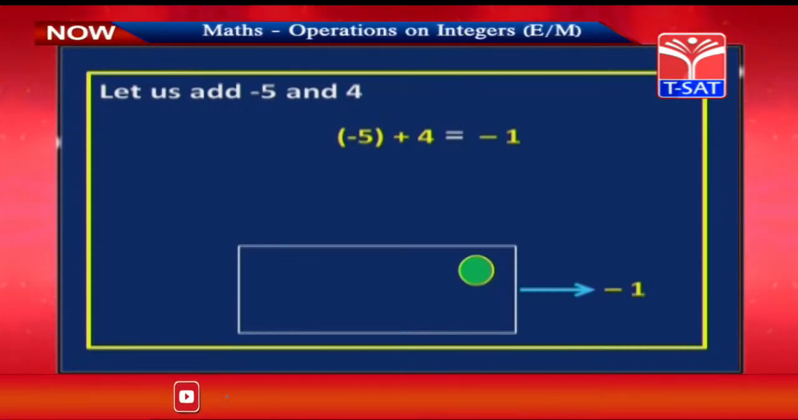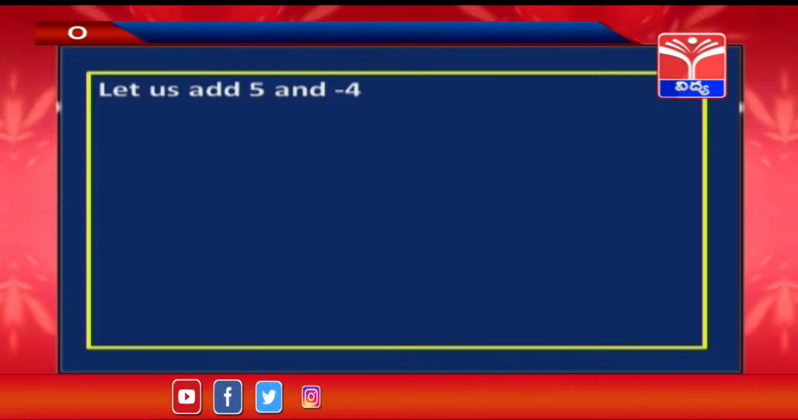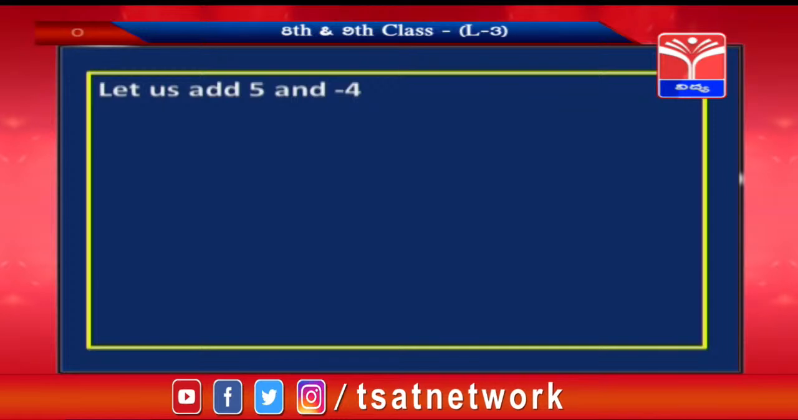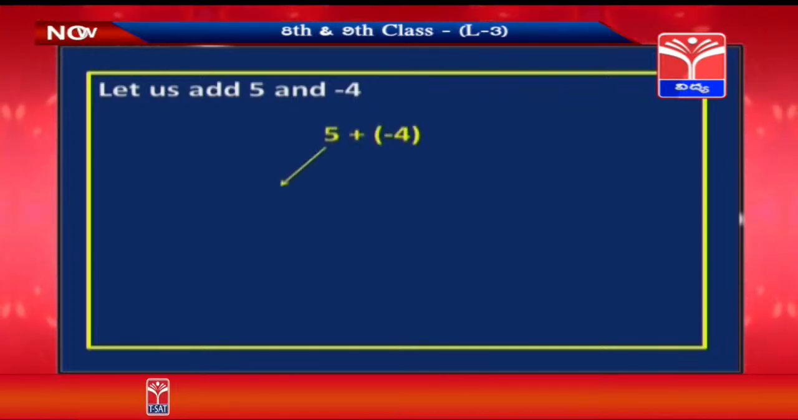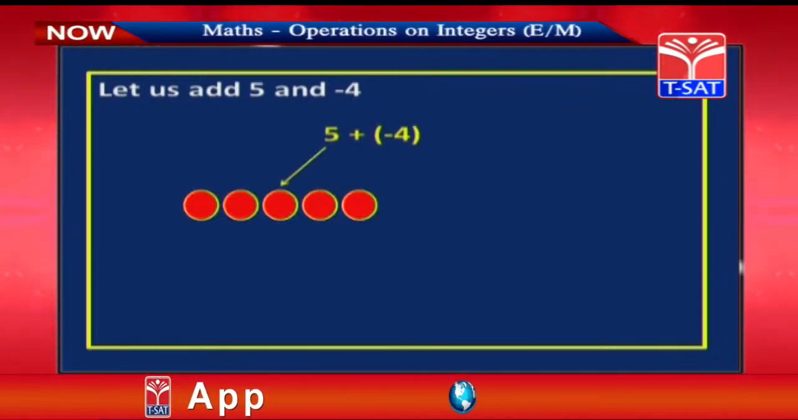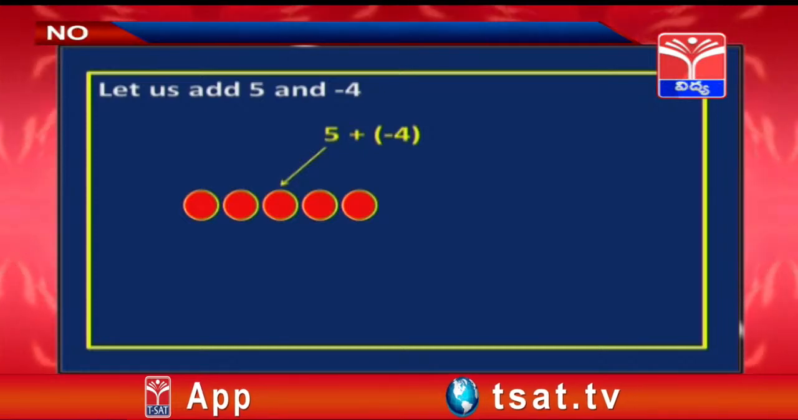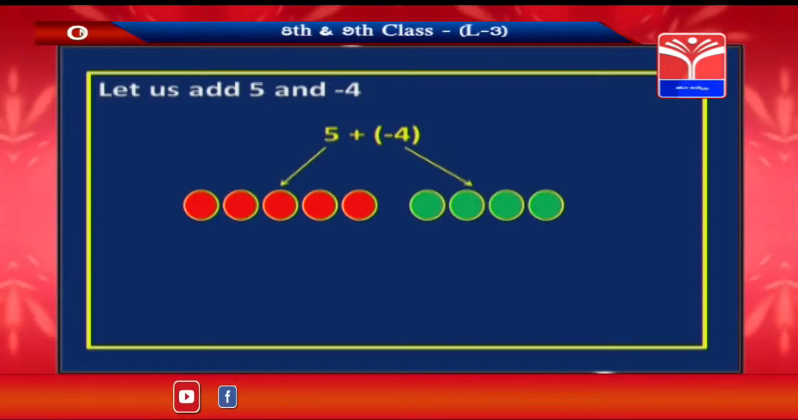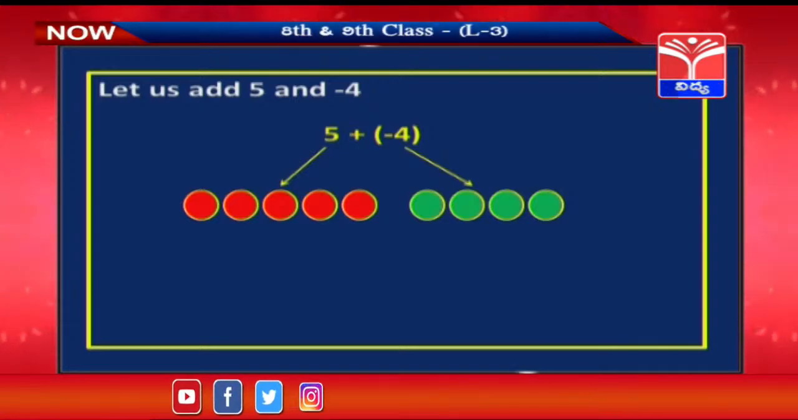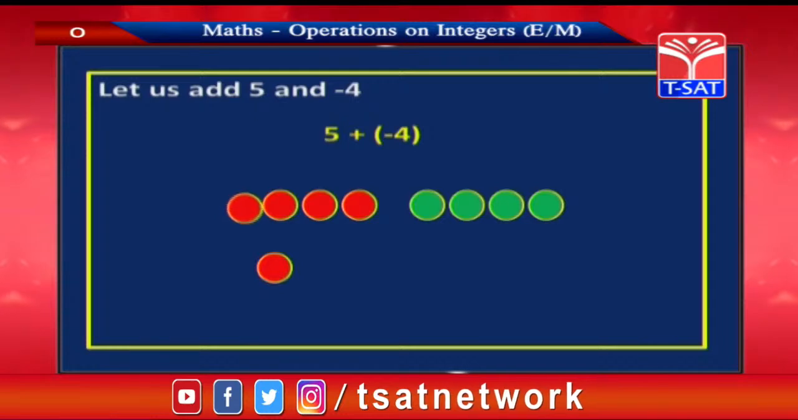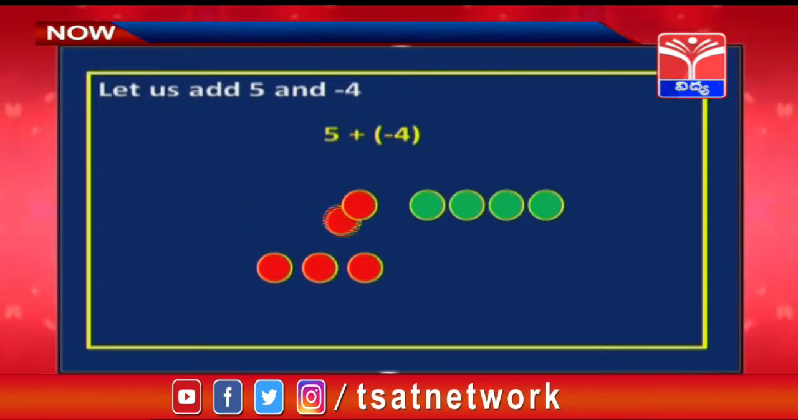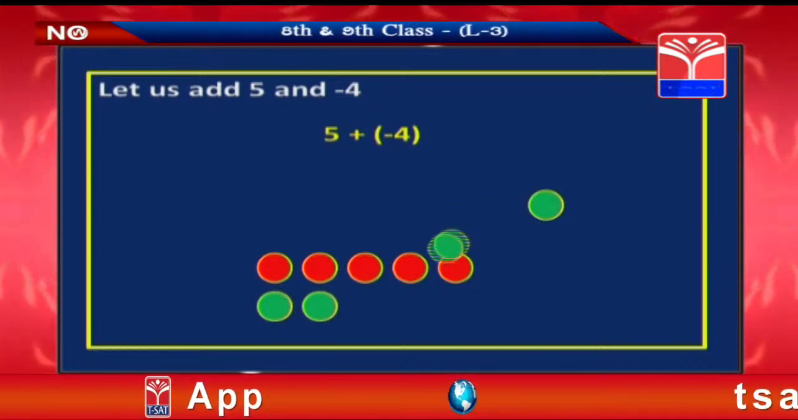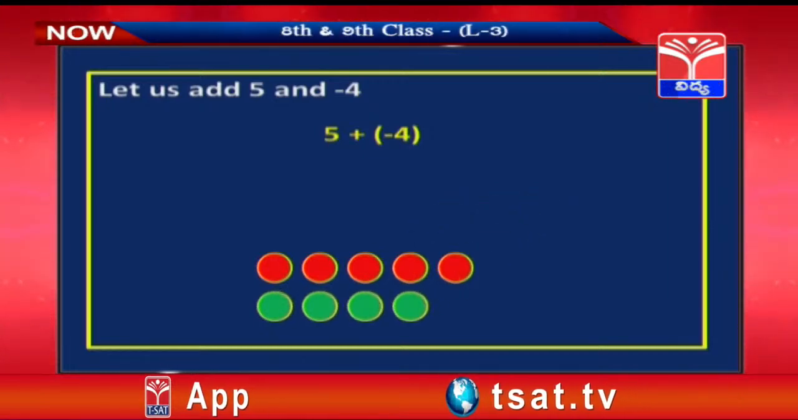Now, let us take another example here. I am going to add a positive integer and again a negative integer. So, first positive, then negative. So, let us add 5 plus -4. So, 5 represents, yes, 5 red coins because it is positive. Then -4 means it represents 4 green coins. Now, let us add them, children, as shown on your screen. So, I am taking these 5 red coins, and then below that I am going to place 4 green coins.